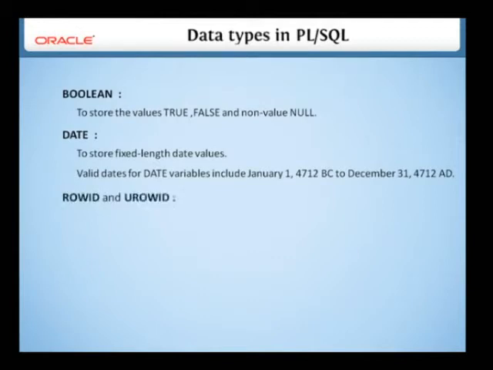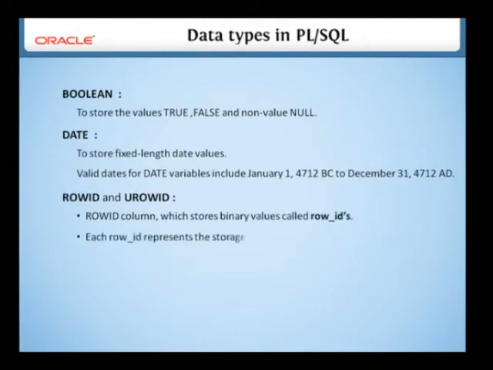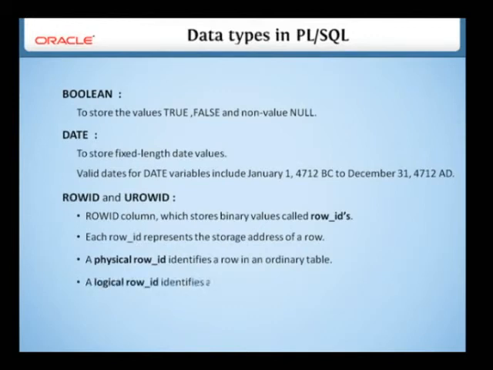ROWID and UROWID. Generally, in an Oracle database, all data is stored as rows. Internally, every database table has a ROWID column, which stores binary values called row IDs. Each row ID represents the storage address of a row. A physical row ID identifies a row in an ordinary table. A logical row ID identifies a row in an index-organized table.